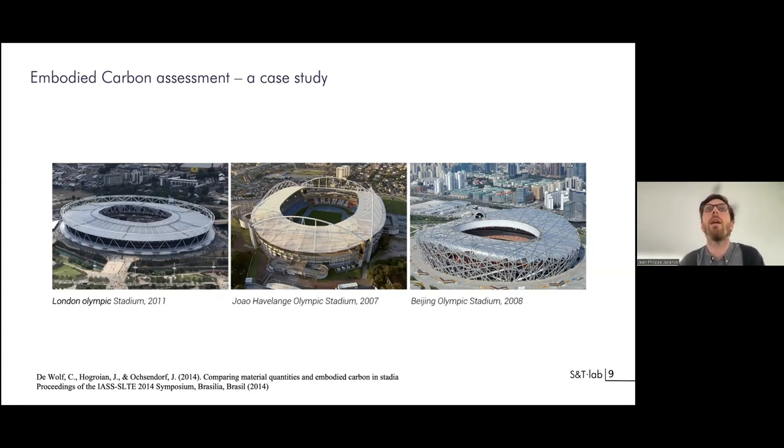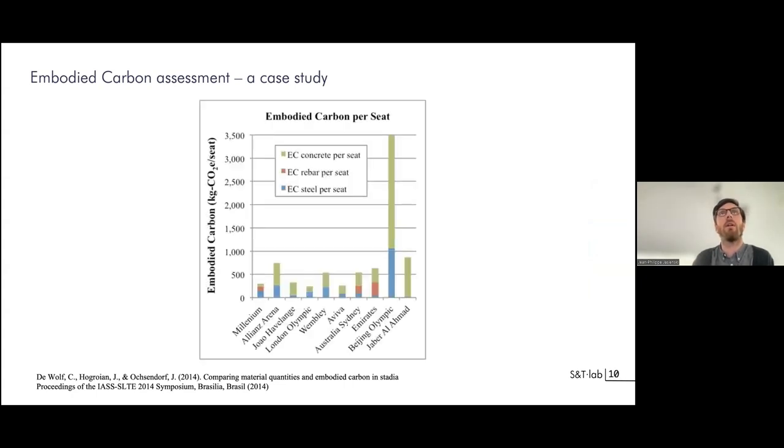And so I've chosen just 3 examples from her paper. On the left, you have the London Olympic Stadium, the Millennium Stadium from 2011. In the middle, the Brazilian Stadium, the João Havelange Olympic Stadium. And on the right, the Beijing Olympic Stadium for 2008, which is known as the Nest. These stadiums, among others, were compared in terms of material quantities and embodied carbon.